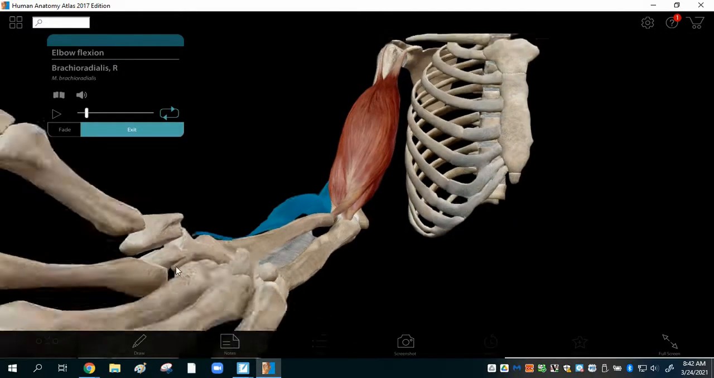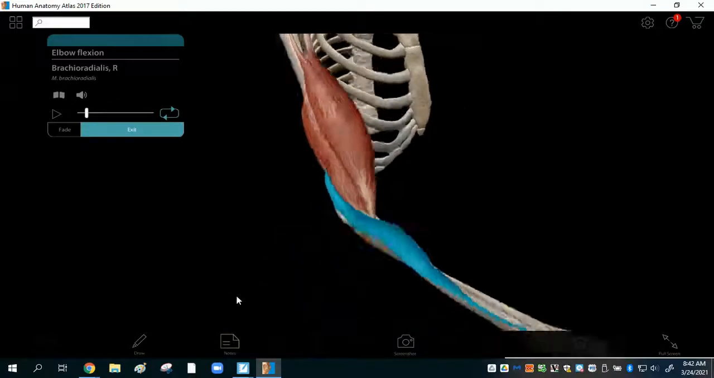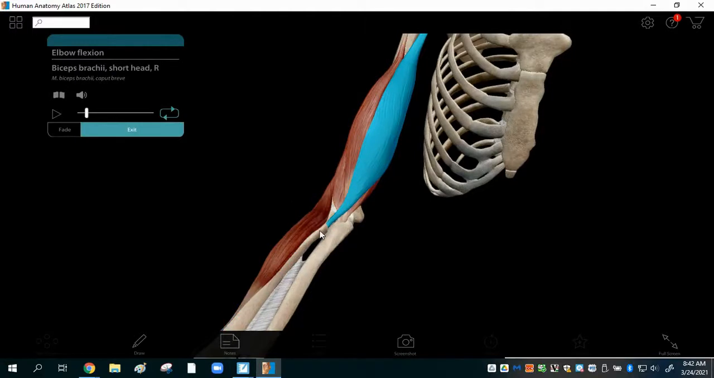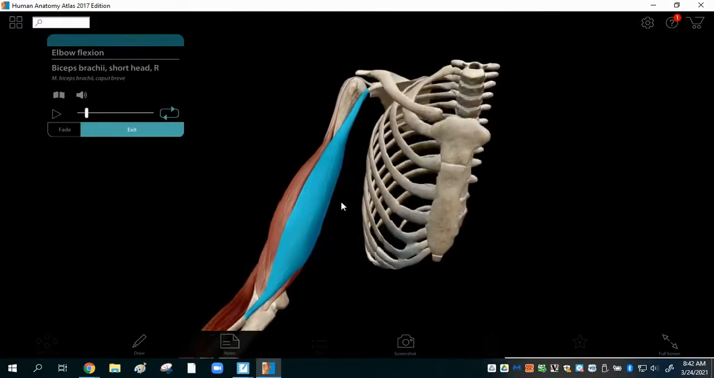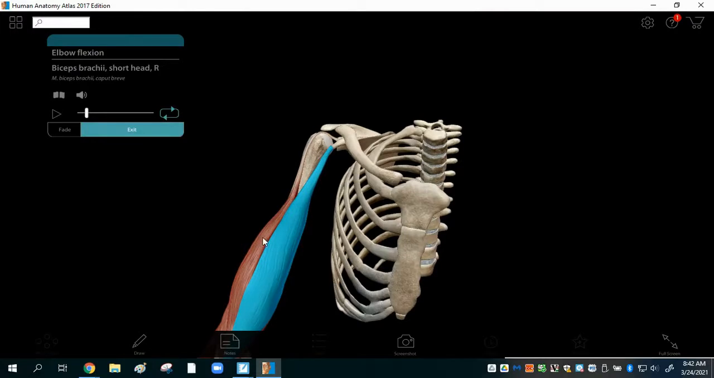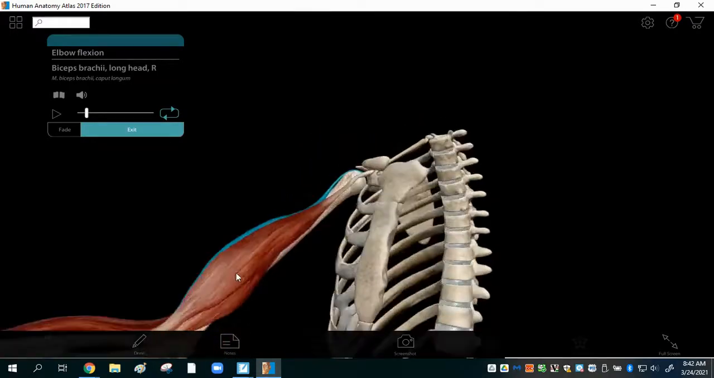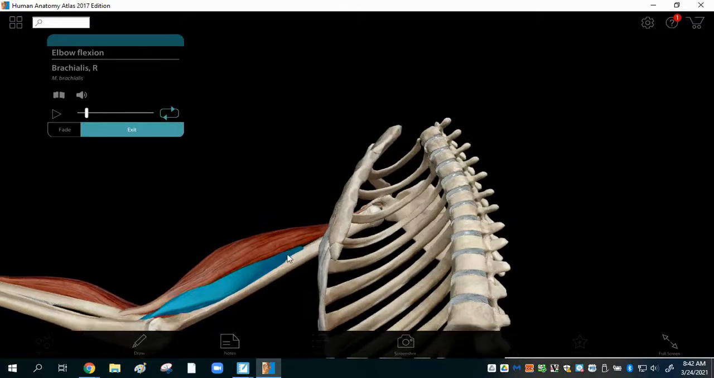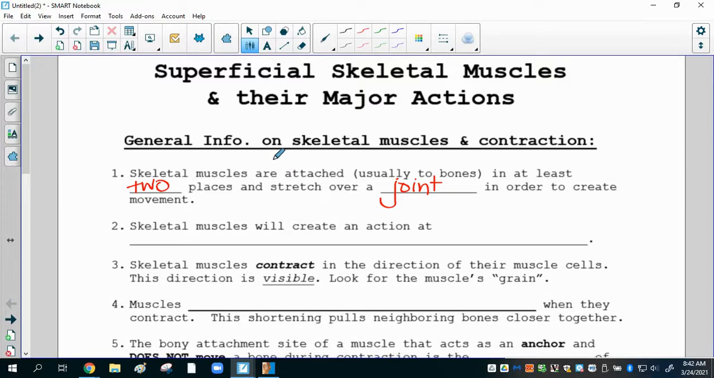This one is attached down here on the distal end of the radius, and then up here on the humerus. This one is attached to the radius again, and over here to the scapula. This is actually part of the same muscle. This one has two attachments on the upper end and one on the lower end. And then this one attaches to the ulna and the humerus. Okay, so we saw that they're attached in at least two places and they stretch over a joint in order to create movement. Number two, skeletal muscles will create an action at the joint that they cross.